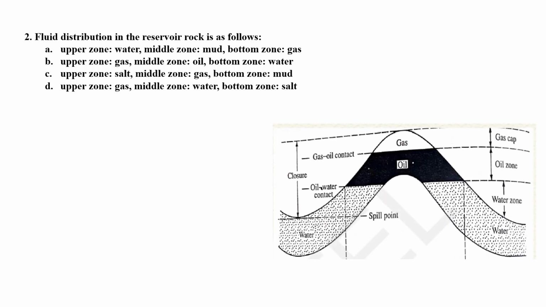The distribution of crude oil in a reservoir rock takes place depending on its density. So the lightest being the gas, it stores in the upper zone, and then oil and water being the densest, they are stored in the bottom zones. So option B is correct.